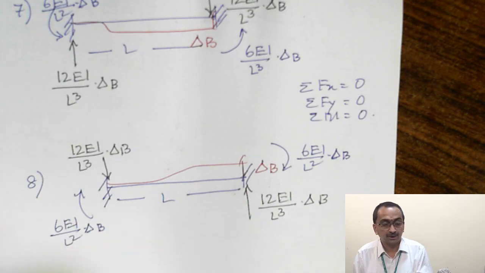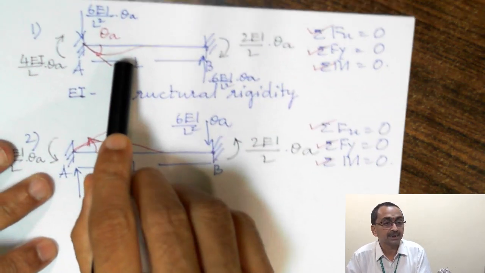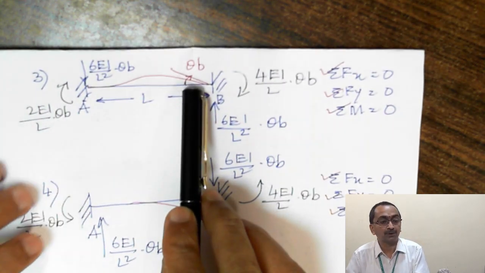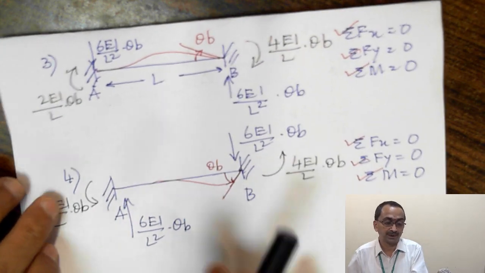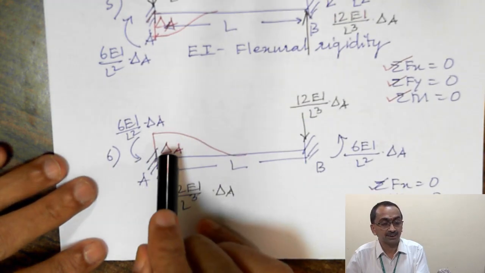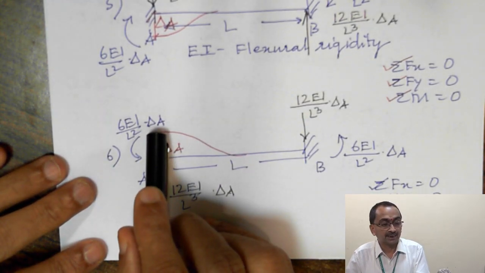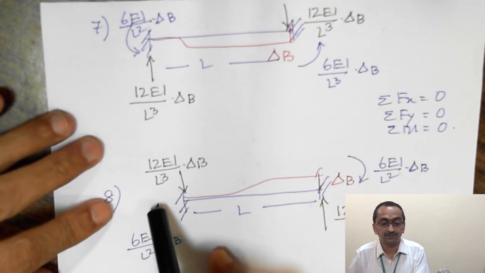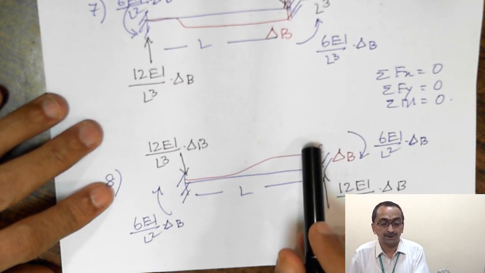Let me revise. What is the first case? First case was rotation of A in clockwise direction. Second case, rotation of A in anti-clockwise direction. Third case, rotation of B in clockwise direction. The fourth case, rotation of B in anti-clockwise direction. The fifth case, we have seen what will happen when we give translation at A downwards. Sixth case, translation of A upwards. In the seventh case, we have seen what will happen if the translation of B is downwards. And in the eighth case, translation of B upwards.